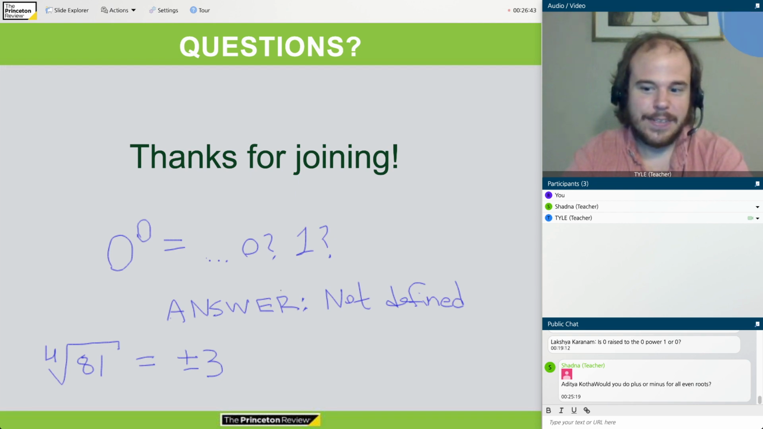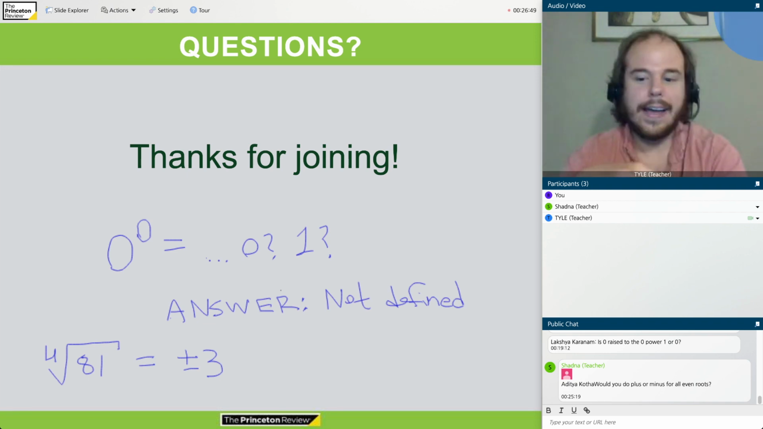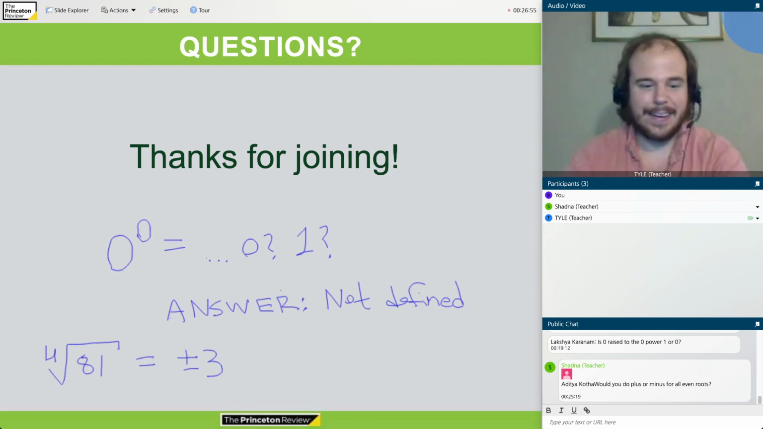Ooh, in fact, once you go a little further in math, maybe I shouldn't get into this, but with imaginary numbers, plus or minus 3i would also work as fourth roots of 81, but not as square roots. But again, that comes a little later in math, so don't worry about that. It's a very good question from Aditya. Any final questions?